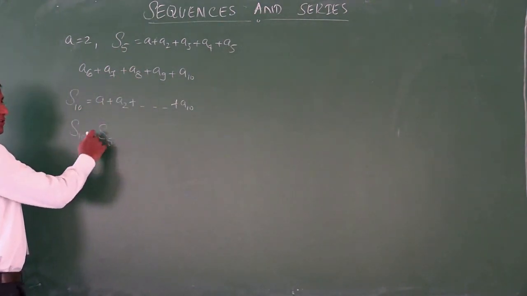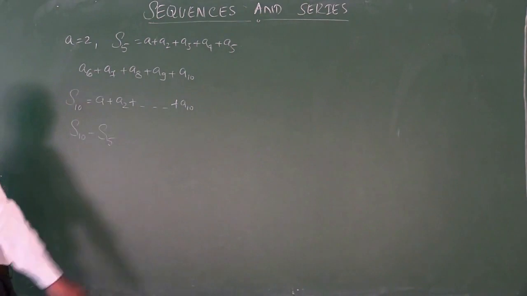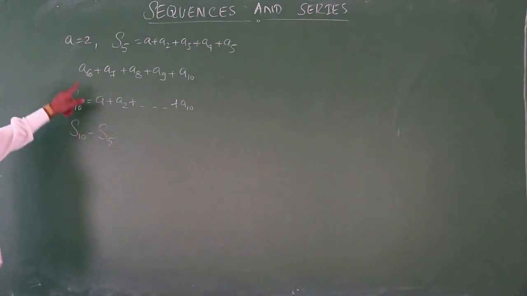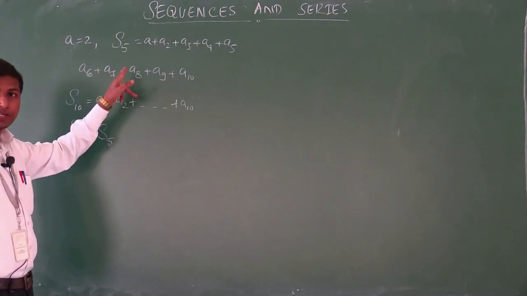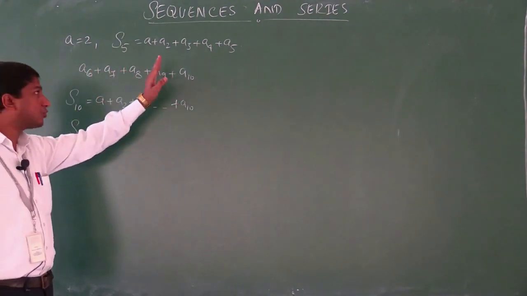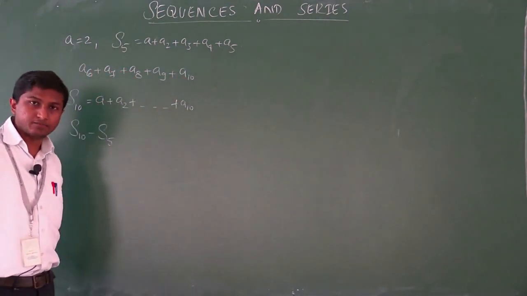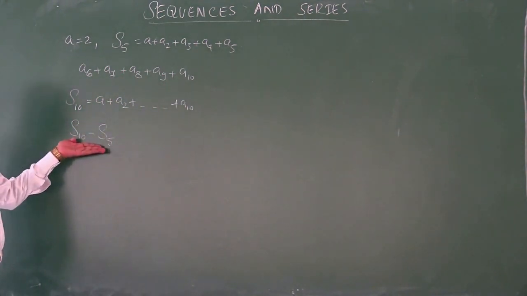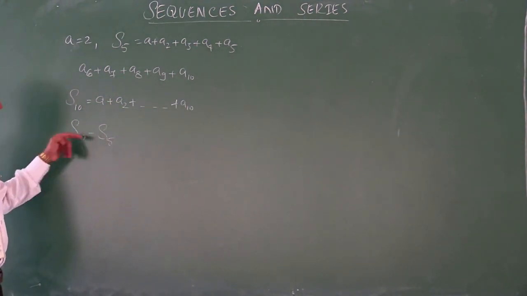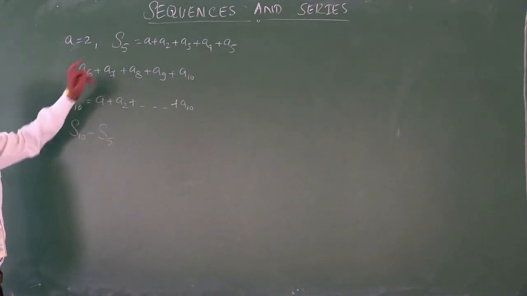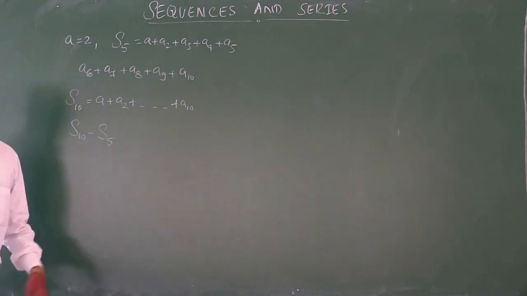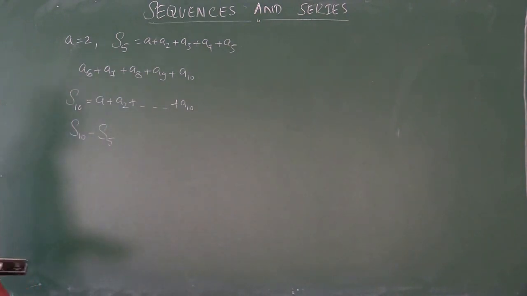If I subtract the first 5 terms, what am I left with? They are nothing but the next 5 terms, A6 plus A7 plus A8 and so on up to plus A10. So the next 5 terms I can denote by S10 minus S5. The first 5 terms I denote by S5.